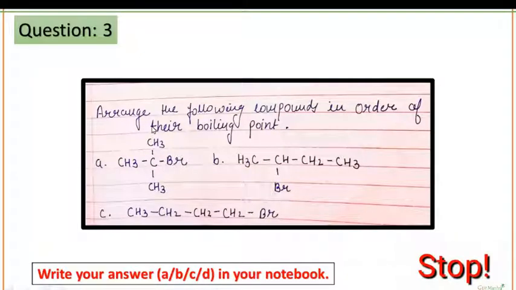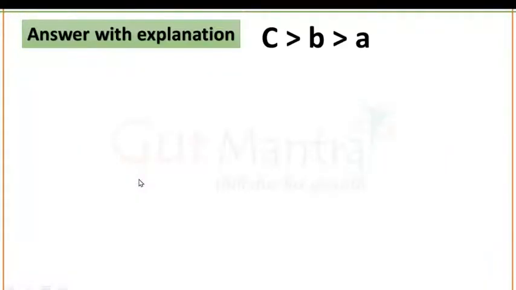Time up guys. So you know it very well. Boiling point is inversely proportional to the branching chain. It means the compound which has the maximum branching will have the least boiling point. So the correct order for boiling point will be: the maximum boiling point for option number C, then for B, and then for A. So the correct order is C, then B, then A.